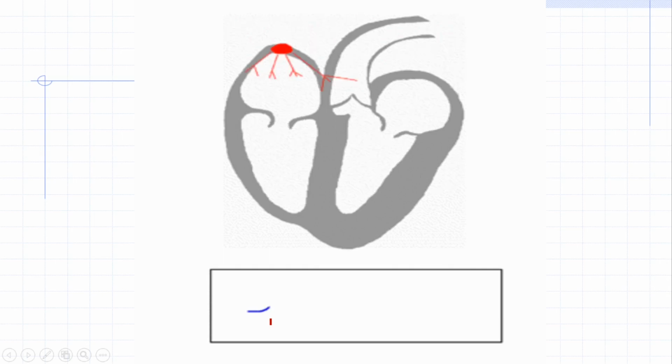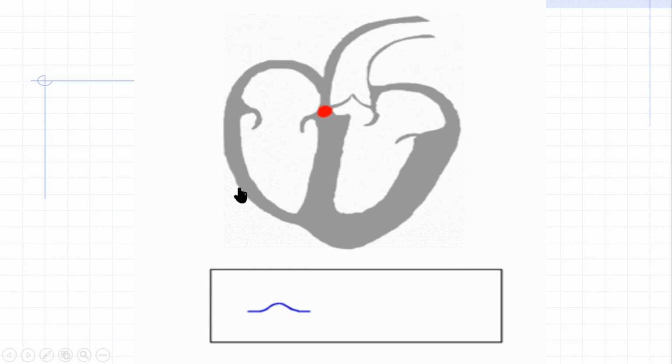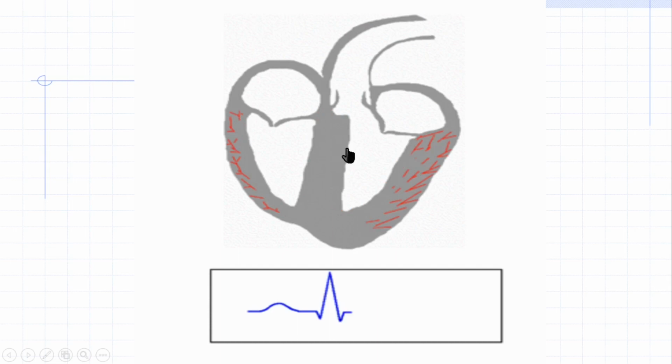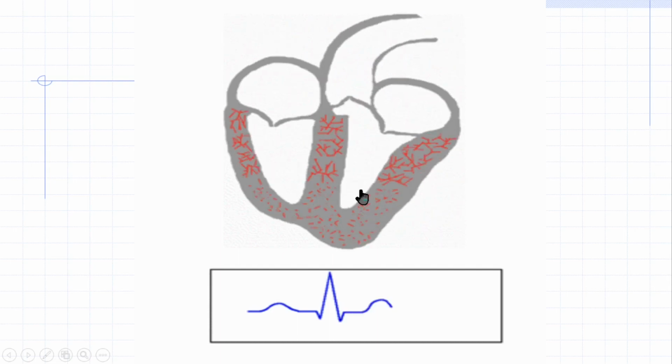So this is how we have covered the ECG leads. In the next videos we will see how the waves, intervals and segments are formed because of the electrical potential generated during each heartbeat.